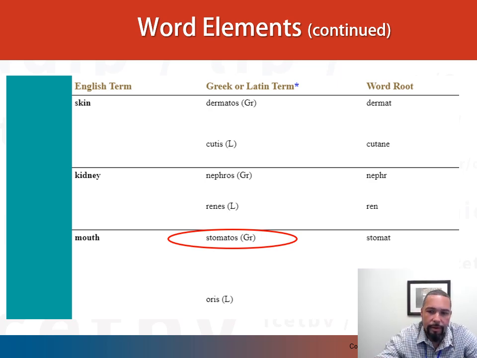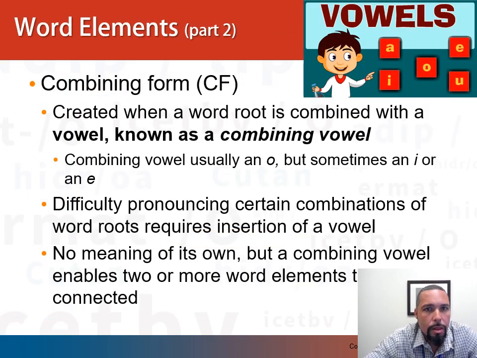Oris. Anyway, you guys get it. The next part is talking about combining form, okay? Combining form, or CF, is created when a word root is combined with a vowel known as a combining vowel.